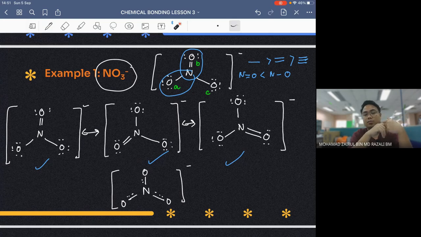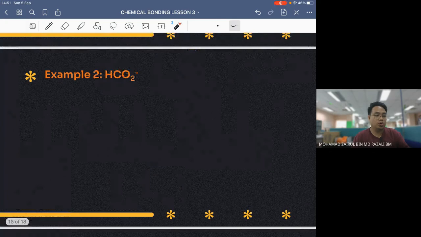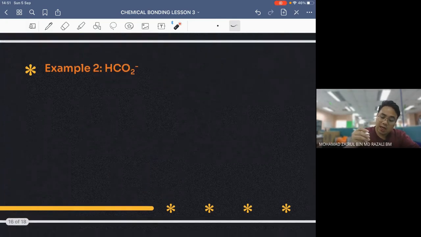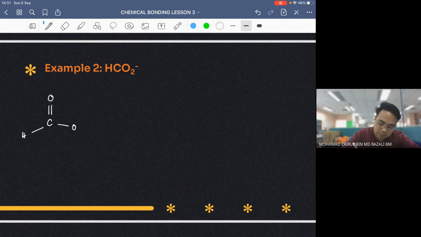Kalau kita lukis dia punya Lewis structure. Okay, so second example is HCO2 minus. Okay, kalau awak lukis dia punya Lewis structure, carbon itu akan jadi dia punya central atom. Okay, dan Lewis structure dia adalah macam ni. So sini ada 2 lone pair, sini ada ni. So ingat dia ion, so kita kena lukis dia dalam bentuk bracket.